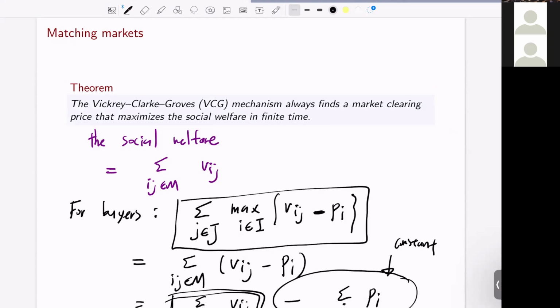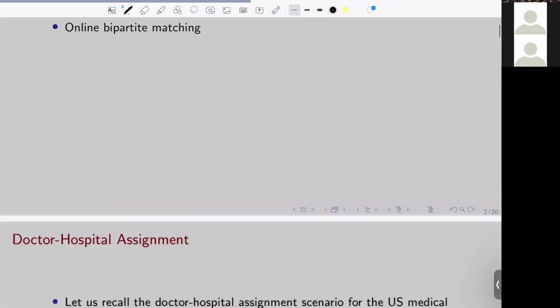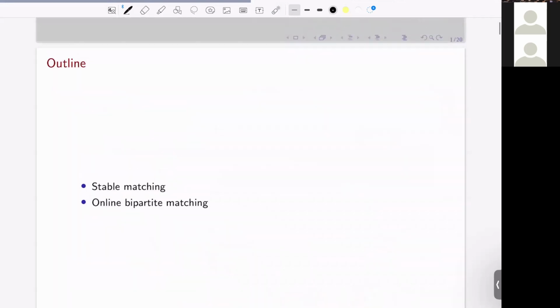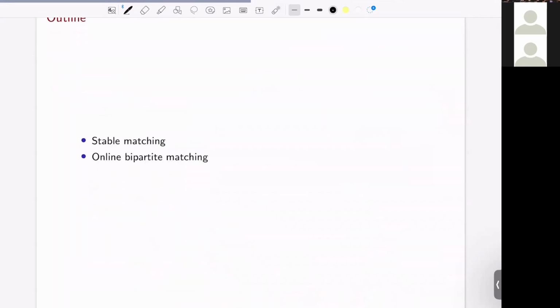Okay, let's move on. So I'm going to talk about two extensions of bipartite matching. So this will be the end of the bipartite matching problem for this course. And tomorrow, we're going to talk briefly about non-bipartite matching, where we consider graphs that could potentially have odd cycles, and then we'll move on to something different later. Okay, so let's talk about some extensions. So I'm going to present two variants of bipartite matching. One is stable matching, and the other one is called online bipartite matching.